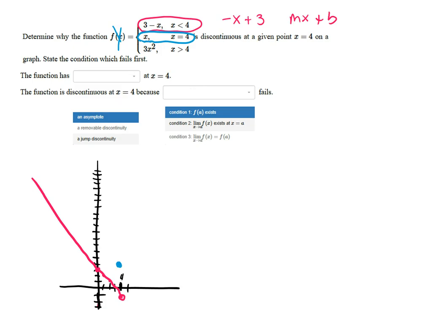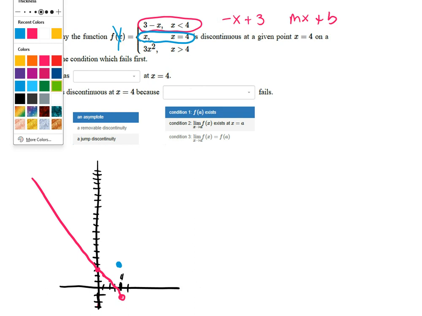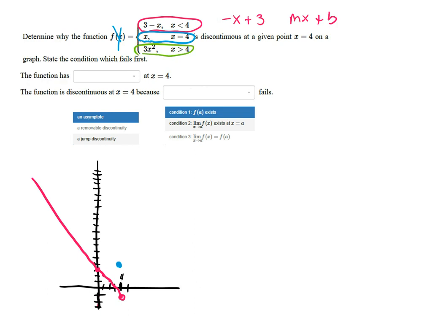And then, need another color. Let's go with green. This one, okay. 3x squared, that's a quadratic, but they only want x's greater than 4. If I put in 4, 4 squared is 16, and 3 times 16, that's 48.